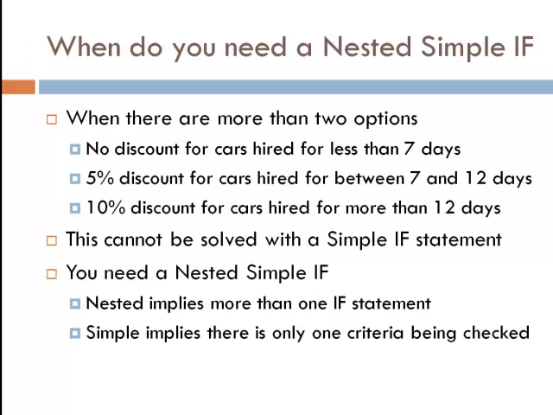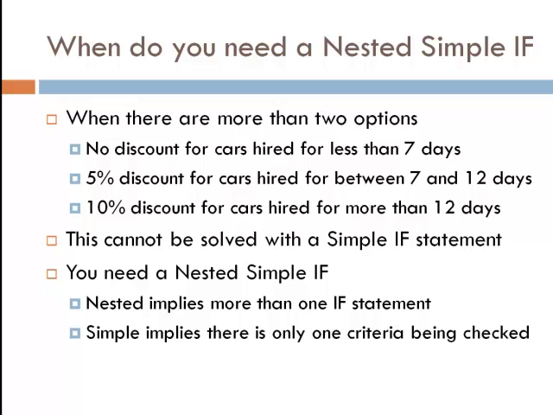So when do you need a nested simple if? Basically, as soon as there are more than two options, you need a nested simple if. The example here, where there's no discount for cars hired less than 7 days, a 5% discount for cars hired between 7 and 12 days, and then a 10% discount for any cars hired over 12 days. This is an example with three options, couldn't be solved with a simple if function, similar to what we've been implementing already. We need a nested simple if.